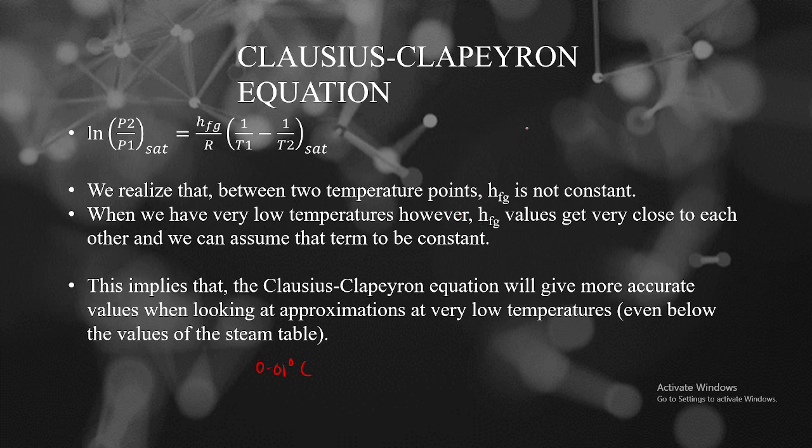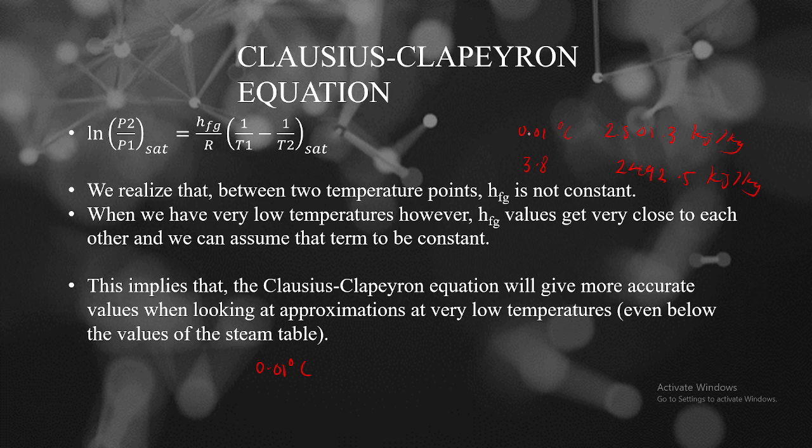One thing we said is h_fg is not constant, so we can take an example from the steam table. If we look at a temperature of 0.01 degrees Celsius, our h_fg is 2501.3 kilojoules per kilogram. The next temperature they have here is 3.8, and the value is 2492.5 kilojoules per kilogram. Realize that it's not so much of a difference considering the change. From 0.01 all the way to 3.8, you're getting a difference of about 8.8.